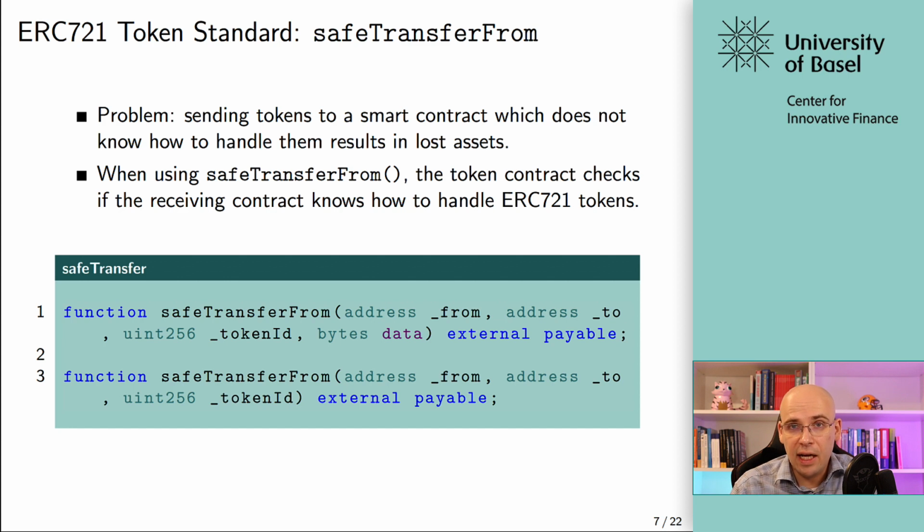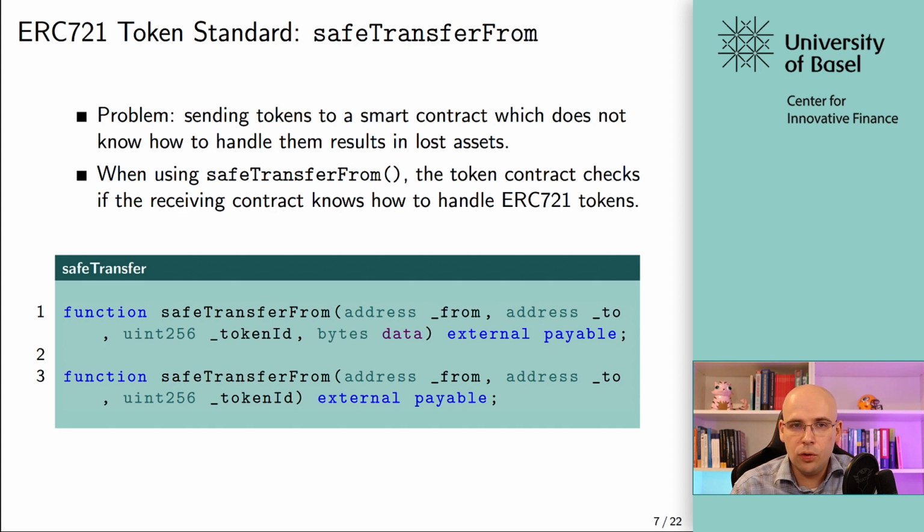But when the destination address, so the recipient, is a contract account, then there is a check in the background, and we'll come back to that on the next slide, if the contract account is designed in a way that it can handle these ERC721 tokens.